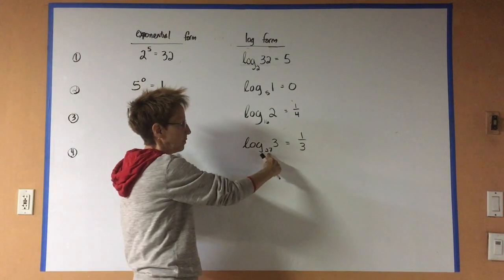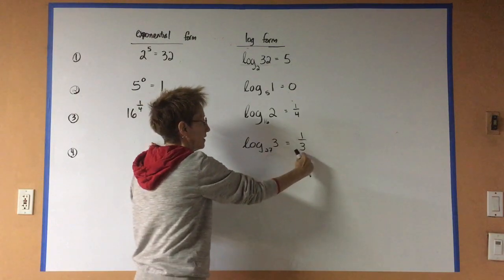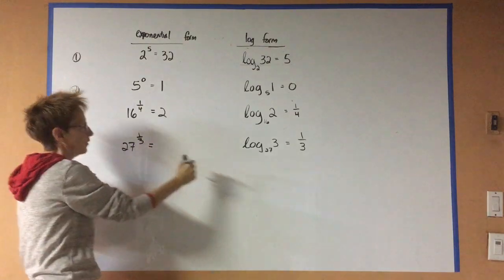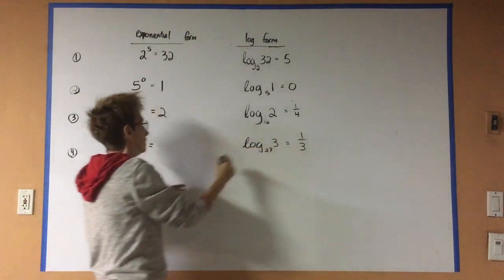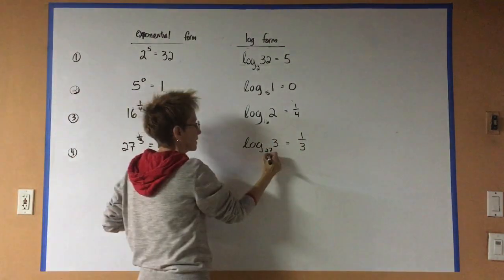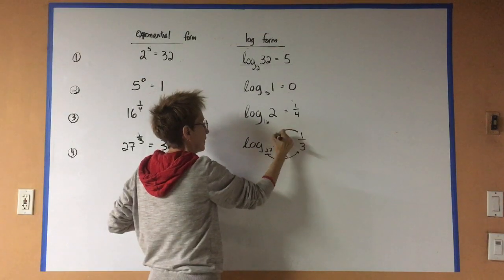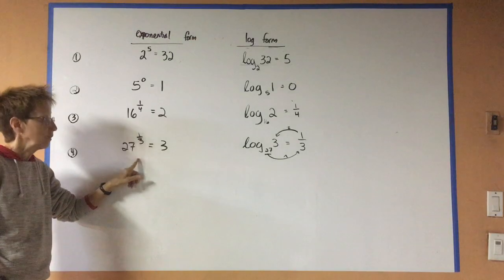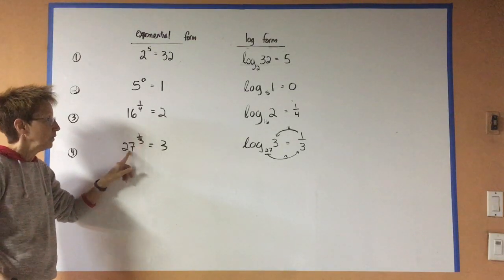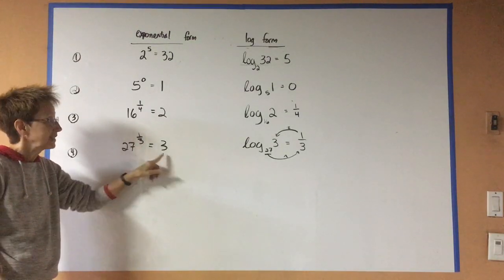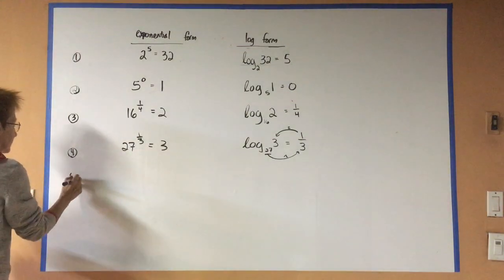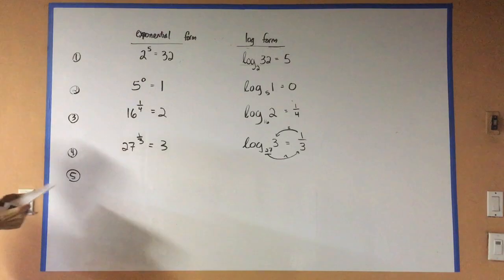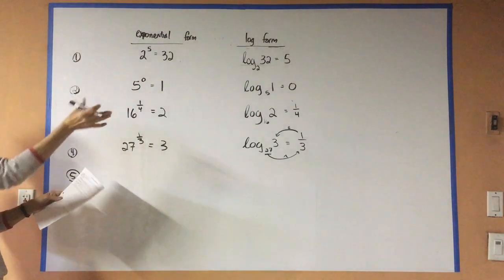And in exponential form, this says 27 to the power of 1/3 has to equal 3. So 27 to the power of 1/3 has to equal the 3. Is that a true statement? So again, what does this mean? This means the cube root of 27 and the cube root of 27 is 3. So I can see that that's a true statement, and I've got both ways, exponential form and log form.